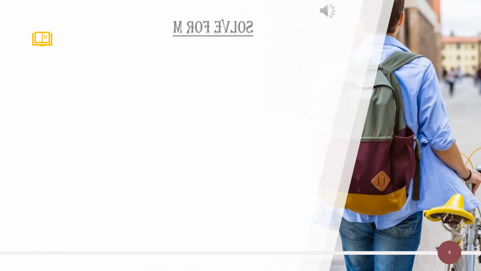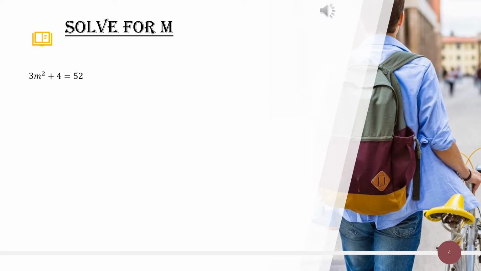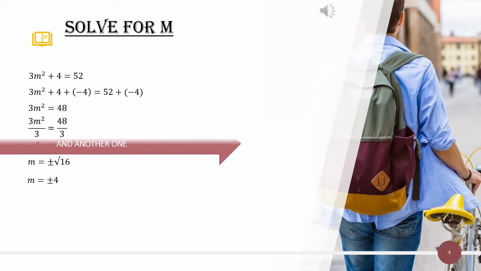Let's solve for m. 3m squared plus 4 equals 52. Add minus 4 to both sides. 3m squared equals 48. Divide both sides by 3. M squared equals 16. M equals plus or minus the square root of 16. M equals plus or minus 4.